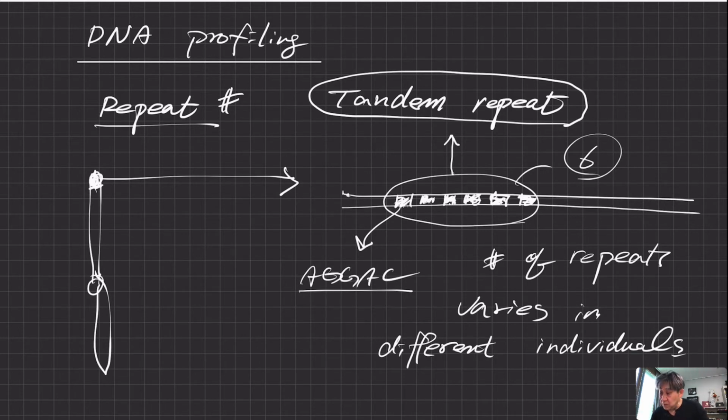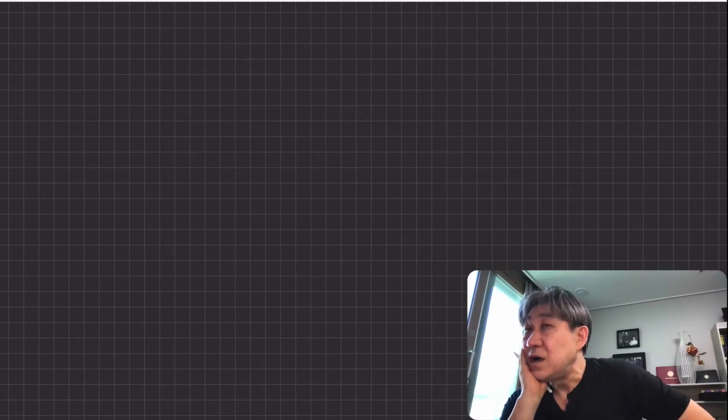The second key point is here: how do you identify how many repeats you have? Obviously, you cannot count each repeat that easily. If you stop for a moment and try to think, how do you actually know how many repeats you have in any given individual?